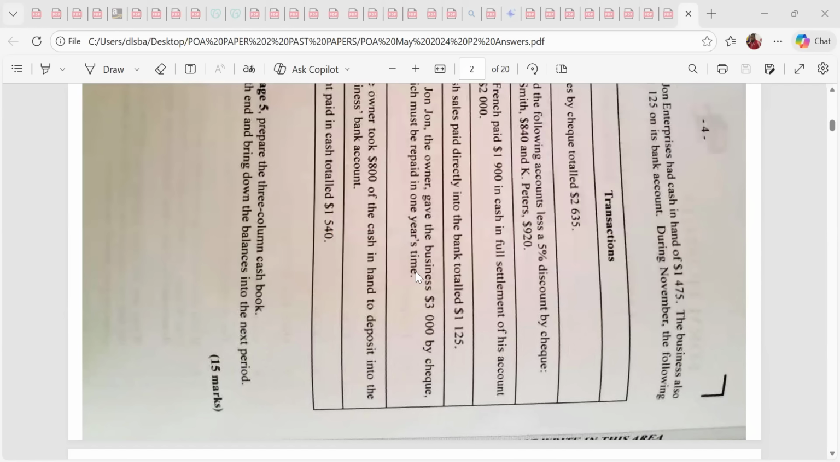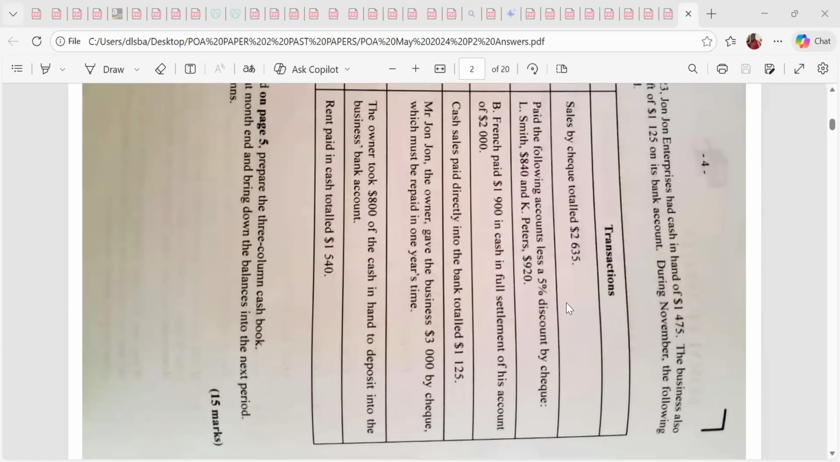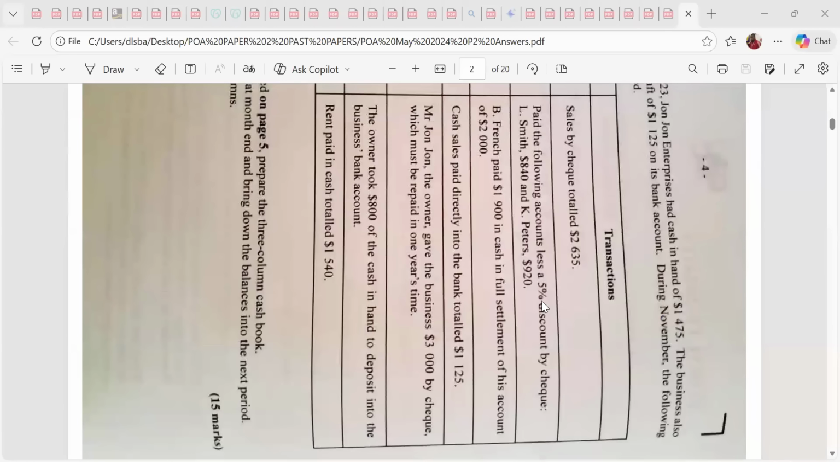Then we had paid the following accounts, less 5% discount by check. L. Smith 840, K. Peters 920. We are paying money, so it goes to the credit side. Yeah? Everybody following that? Yes, sir.